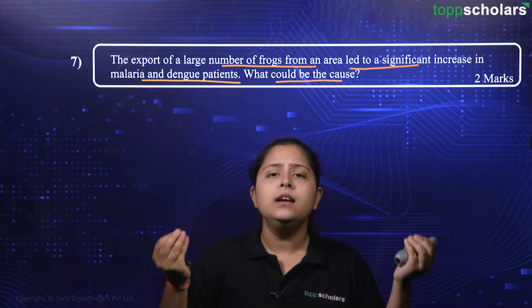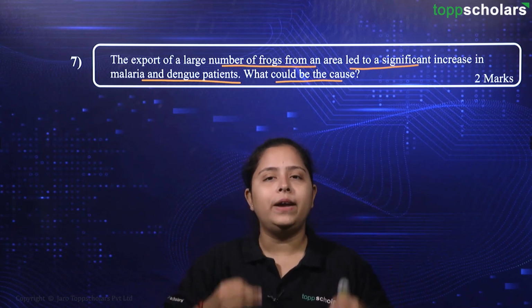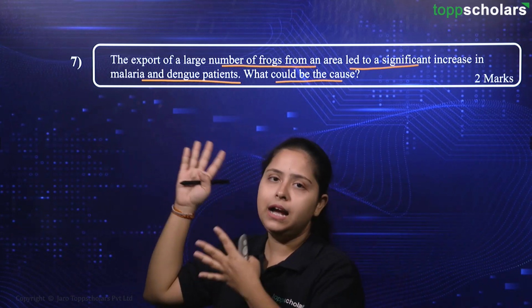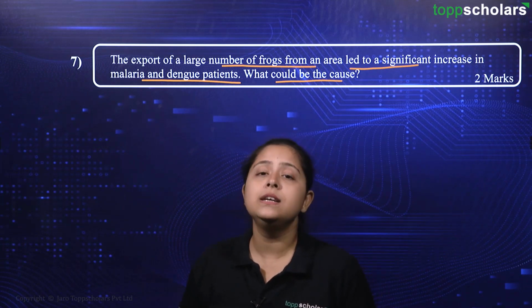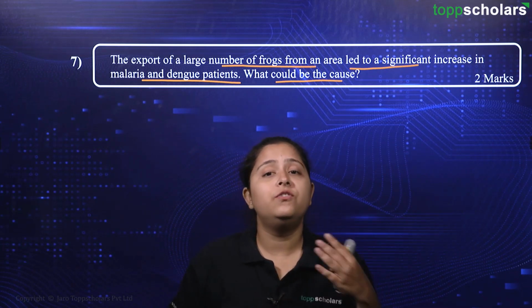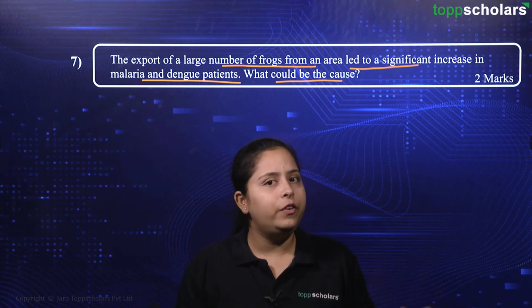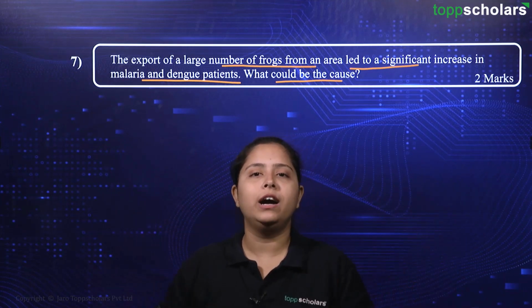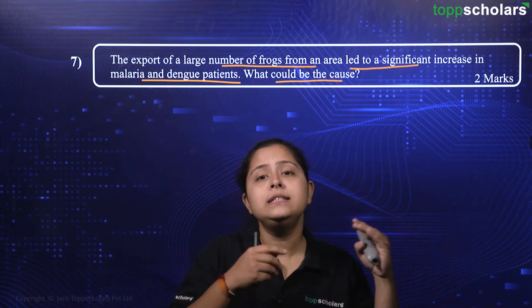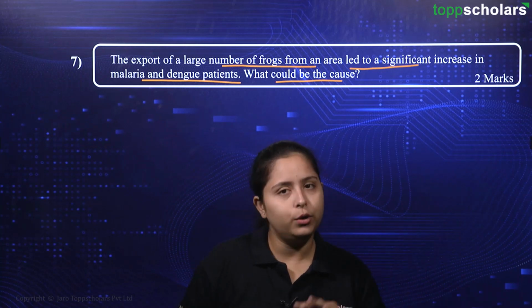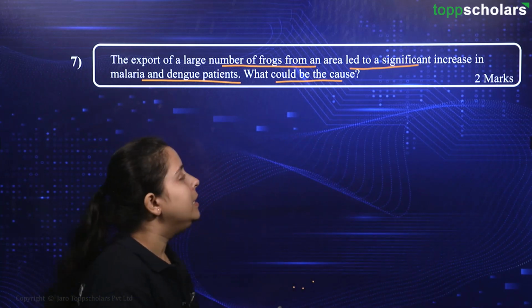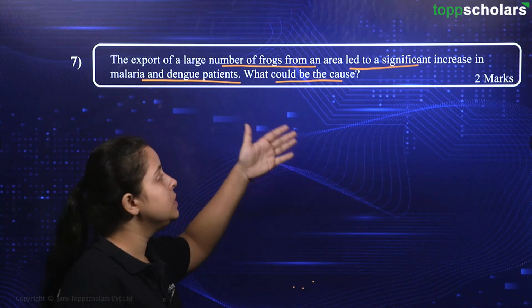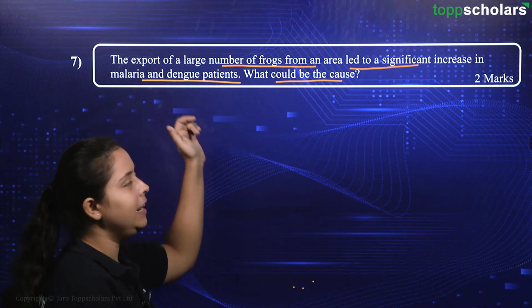So obviously the prey over here is the vector for a deadly disease, that is malaria and dengue. So the patients are now increasing because the vector is now set free to reproduce and flourish in the environment since its predator is now removed or it is exported. Okay. So this is the reason or cause for the increase of the malaria and dengue patients.